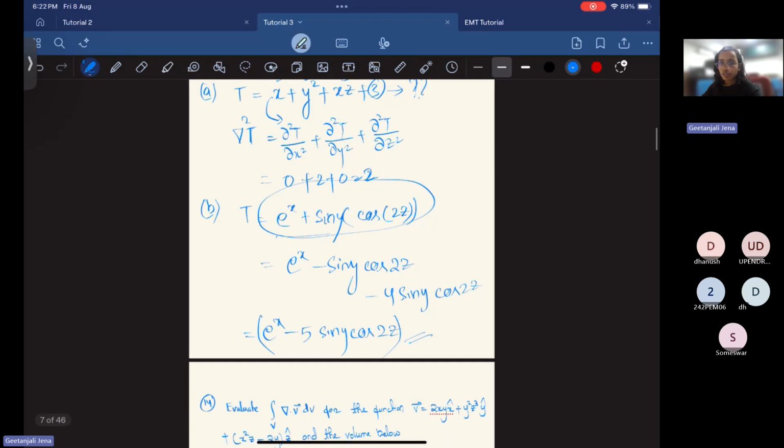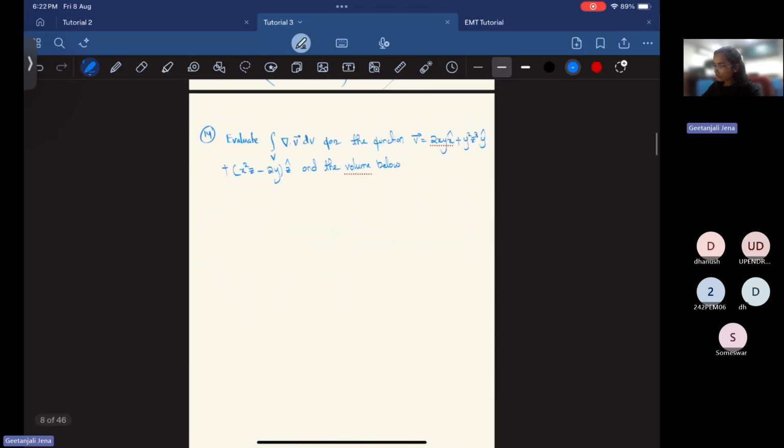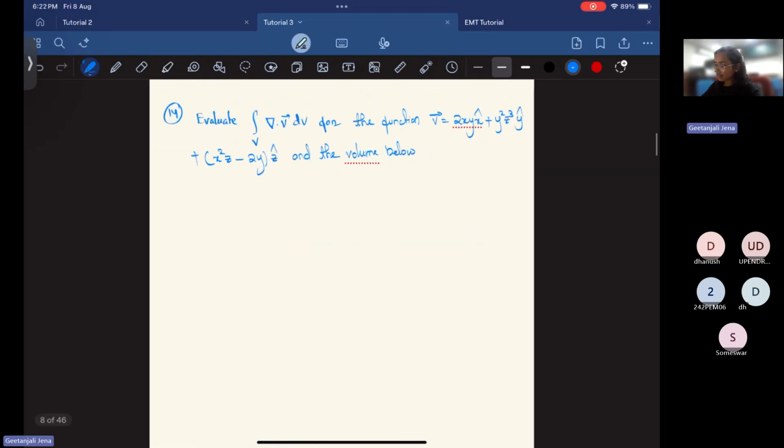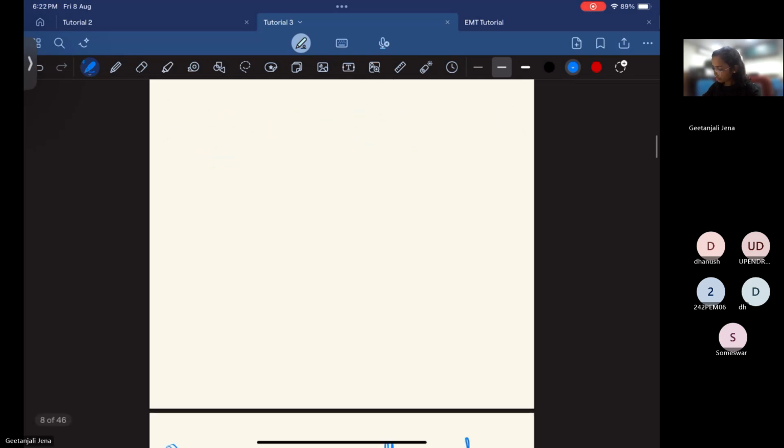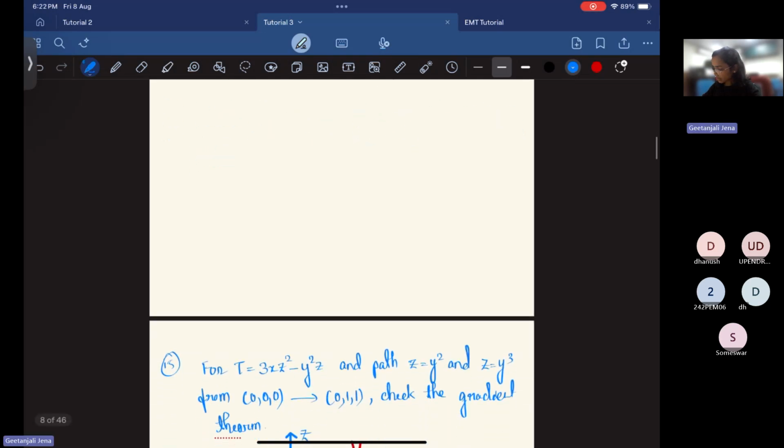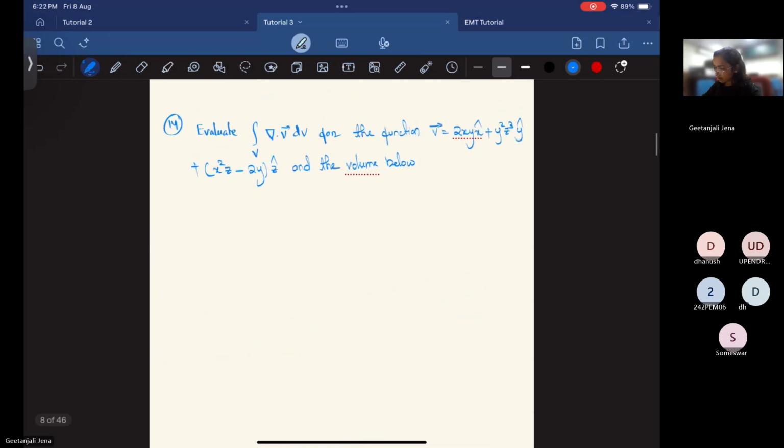Okay, so let us move to our next problem. This is to calculate the divergence of a function v in a volume. The picture is missing, I think, so you need to find the divergence of a function v in a volume which is missing here. So let me draw it.